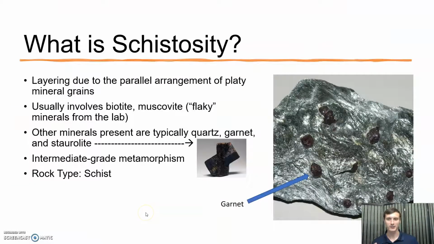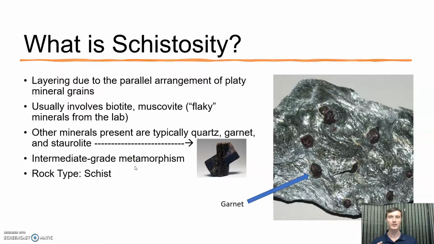The next texture is called schistosity, right? Like schist, the rock. And it makes a rock look like this. It's extremely shiny. You have this layering due to the parallel arrangement of flat, platy mineral grains. Now, you might get other things present in these. A lot of times with schist, you'll have garnets that give it away, tell you what kind of rock it is, or these things called staurolites, these little twinned minerals. This is going to be an example of intermediate grade metamorphism.